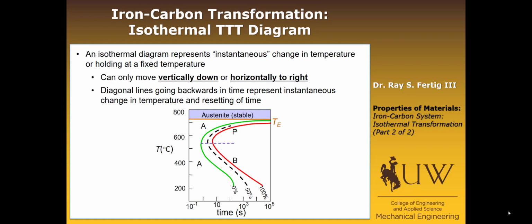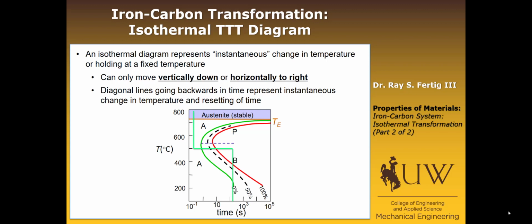What that basically means is that we can only move vertically down or horizontally to the right on this curve. And any sort of diagonal lines that we see going backwards are just representing an instantaneous change in temperature again, and then resetting the time. So, for example, if we were to cool down from above the eutectoid transformation temperature of 727 down to, let's say, 500 degrees, and then we would hold for, in this case, about a couple hundred seconds, and then we cooled it down to, let's say, room temperature. What sort of a microstructure do we have?